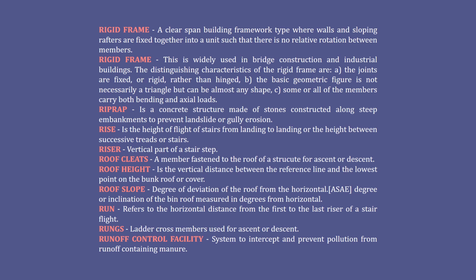Roof cleats: a member fastened to the roof of a structure for ascent or descent. Roof height is the vertical distance between the reference line and the lowest point on the bunk roof or cover. Roof slope: degree of deviation of the roof from the horizontal, or degree of inclination of the bin roof measured in degrees from horizontal. Run refers to the horizontal distance from the first to the last riser of a stair flight. Rungs: ladder cross members used for ascent or descent. Runoff control facility: system to intercept and prevent pollution from runoff containing manure.